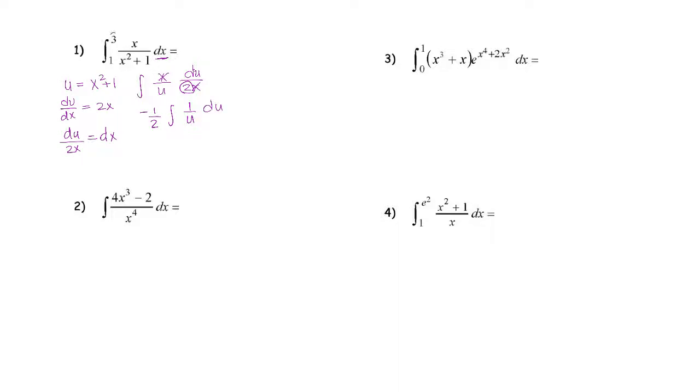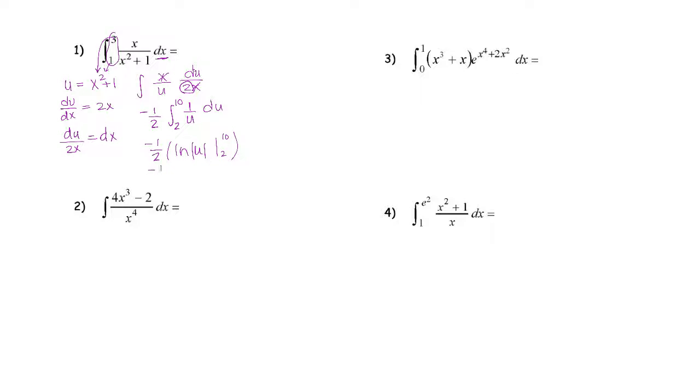So we need to adjust our endpoints. So I'm going to plug in 3. And 3 plugged in down here is going to give us 9 plus 1. And then 1 plugged in down here is going to give us 2. And so we're going to have here negative 1/2. And then our integral from 10 to 2 of 1 over u, that's going to turn into natural log of u, and then absolute value of u, and it's going to be evaluated from 2 to 10.